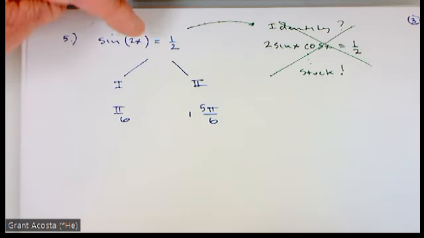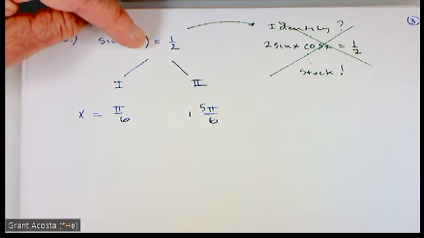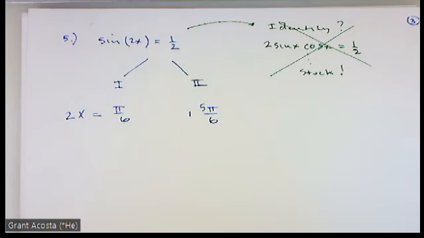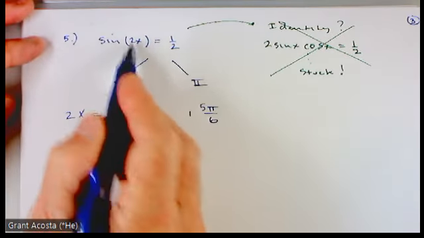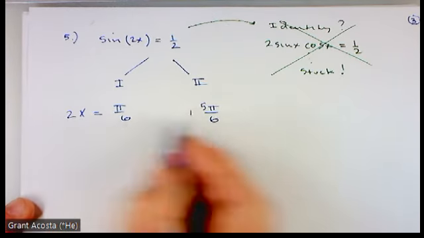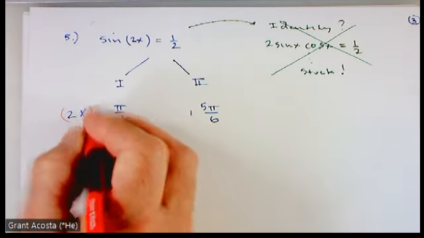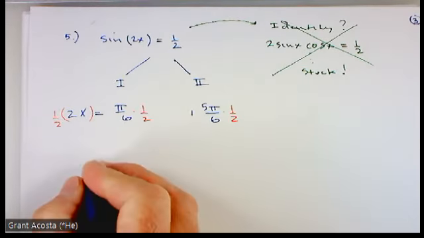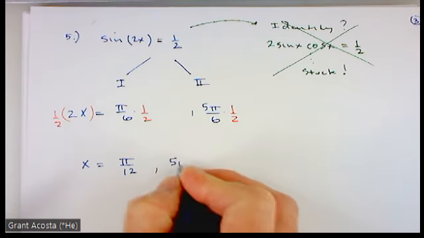Remember, I call this the cover-up method. If this was just sine of x equals 1/2, these would be my two answers. But instead of x equaling these two answers, it should be 2x that equals those two answers. And if this was 3x, you would say 3x equals those answers, whatever's inside there. But it is x that we want. So if 2x equals pi over 6 and 5 pi over 6, to get x by itself I want to divide by 2, which is the same as multiplying by 1/2. So that gives me pi over 12 and 5 pi over 12.